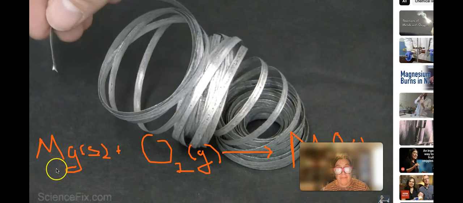Now we've got one Mg over here and one Mg over here, so that's balanced, but there's two oxygens on the left and only one oxygen on the right. Let me change colors here. So I'm going to put a 2 in front of the MgO. Now I have two Mg's and I have two O's. Back here I have two O's, so that's balanced, but I only have one Mg. So how can I fix that? I just put a 2 in front of that. Now everything is balanced. 2 Mg plus O2 goes to 2 MgO.